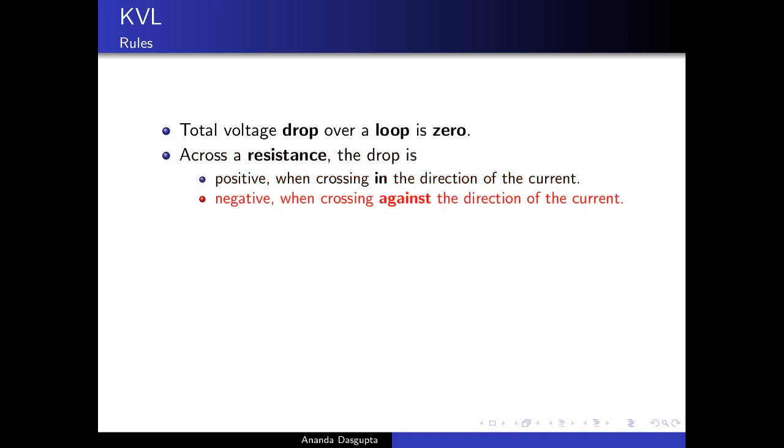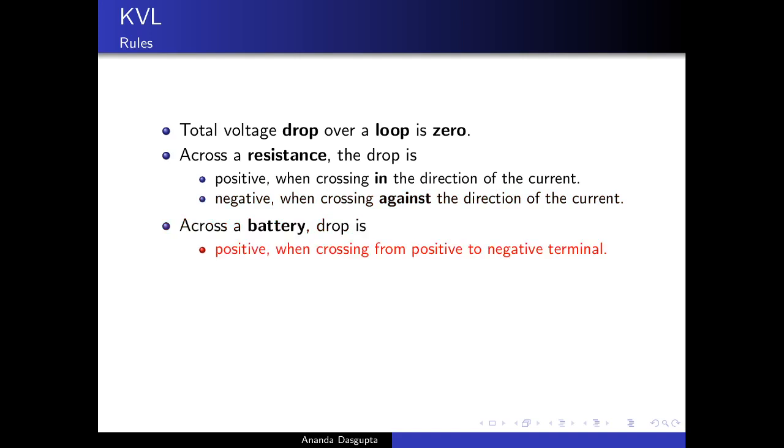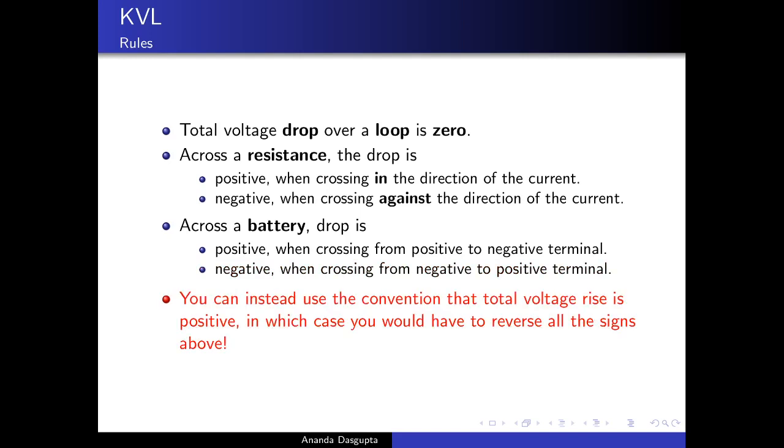Negative when crossing against the direction of the current. This is again just what we have seen a while ago. But while crossing a battery, the drop is positive when crossing from positive to negative terminal and negative when crossing from negative to positive terminal. These are things which you have to get so used to that they should be automatic when you are writing down an equation, especially the Kirchhoff's voltage law equations. Now, of course, you can instead use the convention that total voltage rise is positive, in which case you would have to reverse all the signs above. Well, my suggestion: stick to any one convention so that you don't get confused.